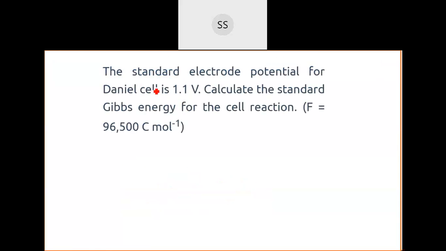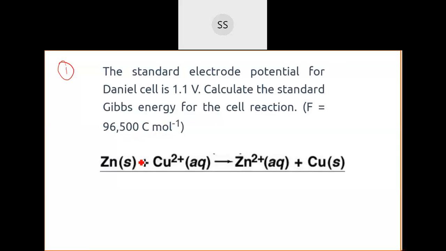Now we will work out the problem based on that equation of Gibbs energy. The standard electrode potential of the Daniell cell is given to you, that is 1.1 volt, and you need to calculate the standard Gibbs energy for the cell reaction, and the F value is given. Sometimes they will not give you the F value, then you remember it is 96500. It's always better to know the values. Simply don't take a chance. So your F is 96500.